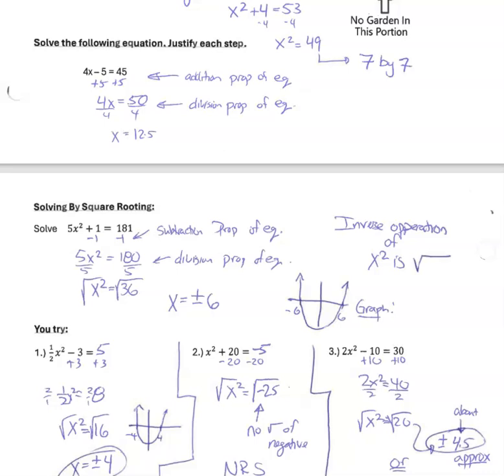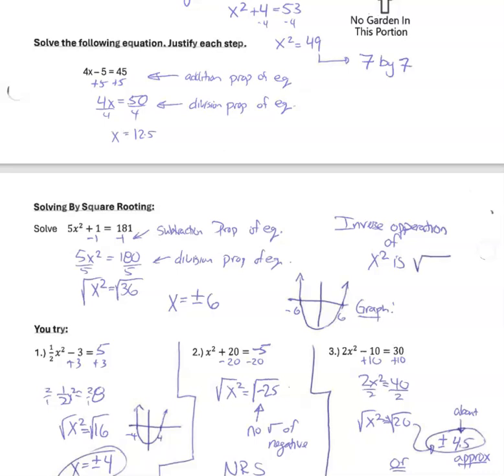Next, you have to get rid of the 4, and you divide by 4. And the reason you do that is because division and multiplication are inverse operations, and they undo one another. And you get to the point where you have 12.5. Let me make sure that's correct. 50 divided by 4 is 12.5. Yeah, that's right. So my point here is that we know that there are inverse operations. Adding and subtracting are inverses. Multiplying and dividing are inverses.